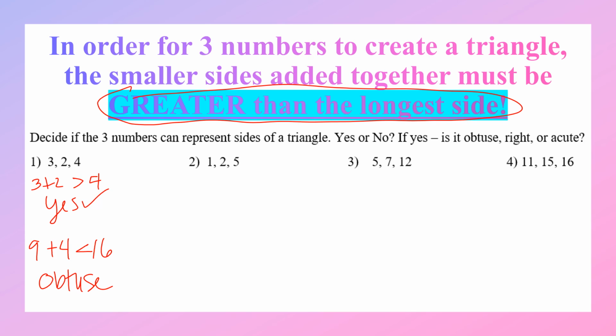For 1, 2, and 5, 1 plus 2 is less than 5, which means that this is not a triangle. 5 plus 7 is equal to 12, so again, this is not a triangle.